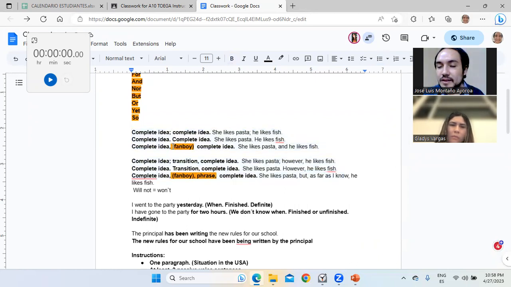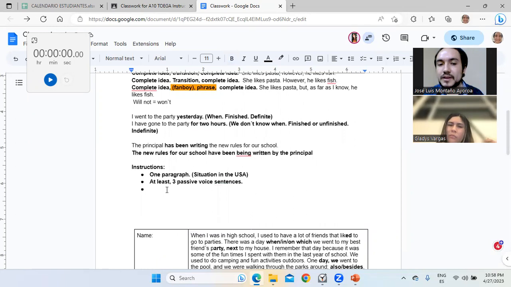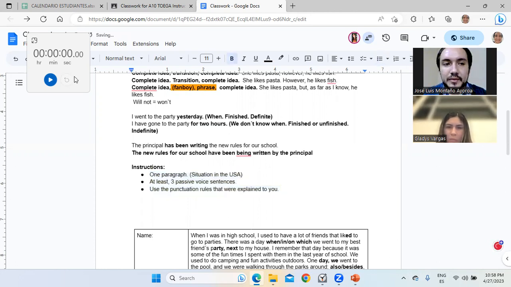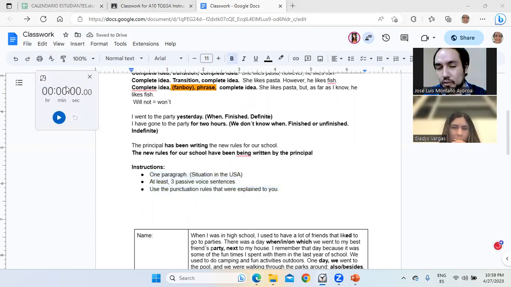For complete ideas, you have semicolons, you have periods, you have commas, you have fanboys, or you have some transitional words. So you can try to apply those rules in your paragraph. Okay, so use the rules that were explained, let's say directly. To start with the timer, again, if you have more questions, please let me know. I'm going to start the timer, and in 4 minutes, or when you finish, we check.